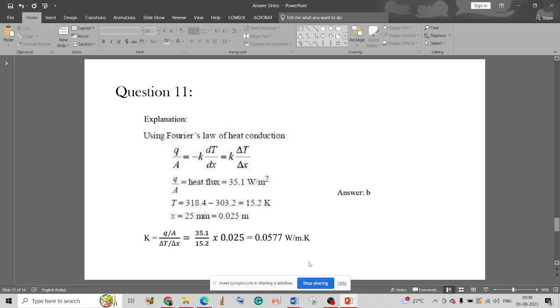And the temperature difference is given as 318.4 on one side, and on the other side 303.2. So the difference comes out to be 15.2 Kelvin, right? And the thickness of the slab is 25 millimeter, that is 0.025 meter. So the thermal conductivity that we need to find out is Q upon A upon delta T upon delta x. So this comes out to be 0.0577 watt per meter Kelvin. So the answer is B. Correct.